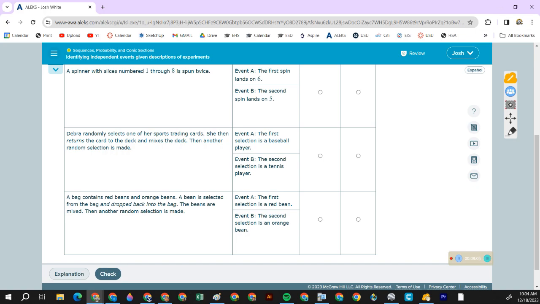Yeah, so what we say is, does B depend on A? So if it's affected, that means that it is dependent. If it is not affected, that means that it's independent.